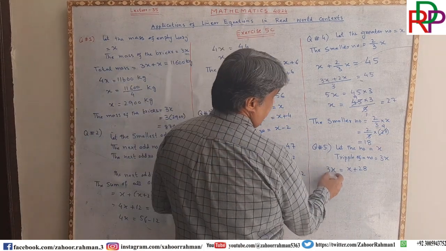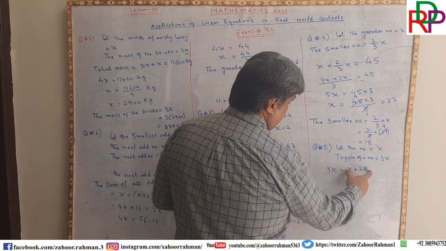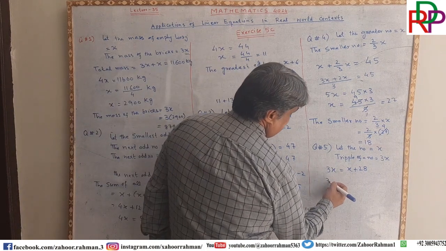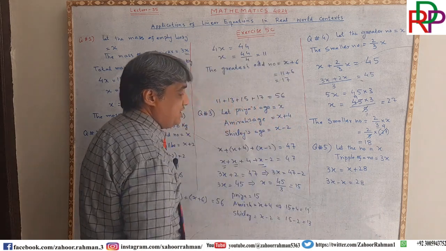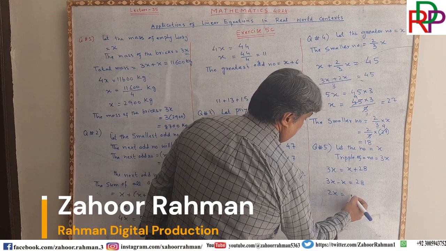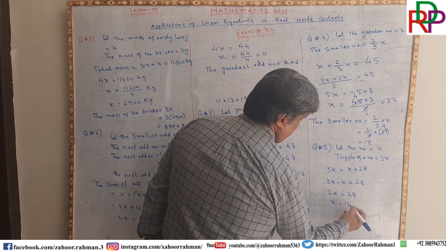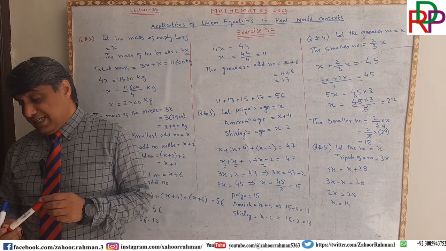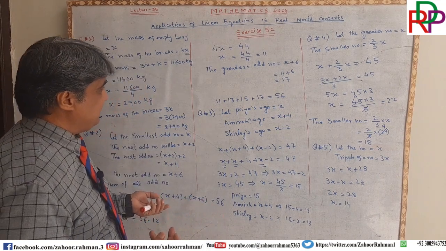28. Yani 3x, whatever this side is giving you the result, that will be equal to the result of the right side. 3x minus x is equal to 28. So, it means that it is equal to 2x, 28. And x is equal to 14. We found that x is equal to 14 and that is the ultimate answer.